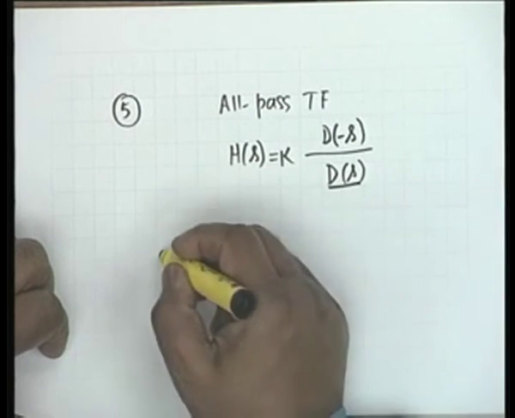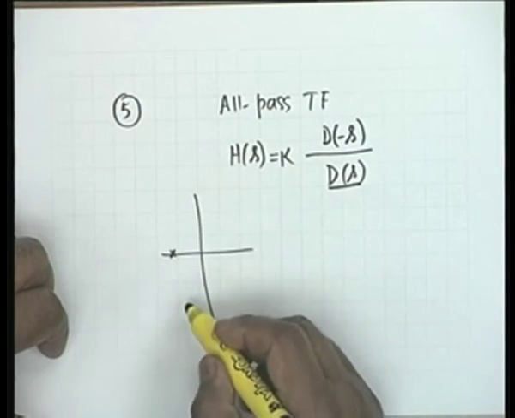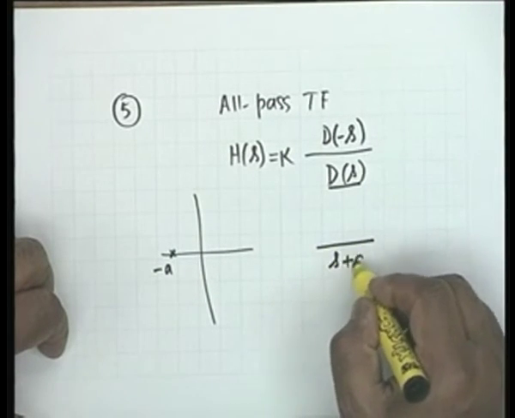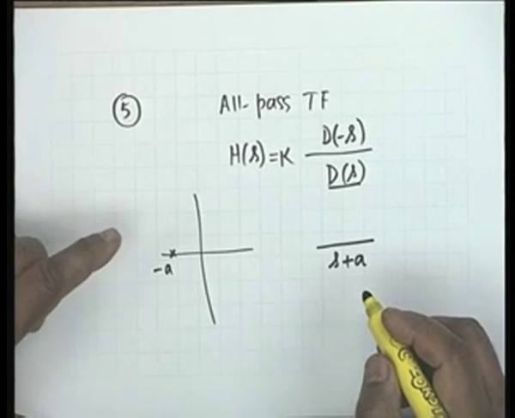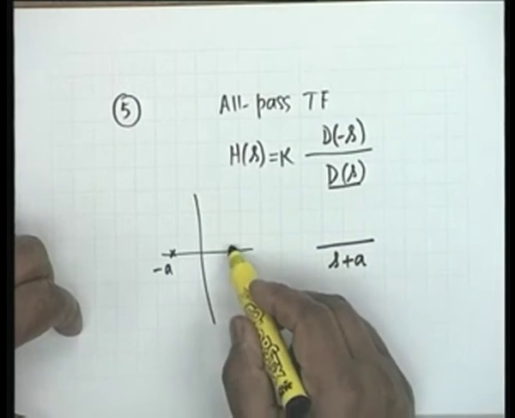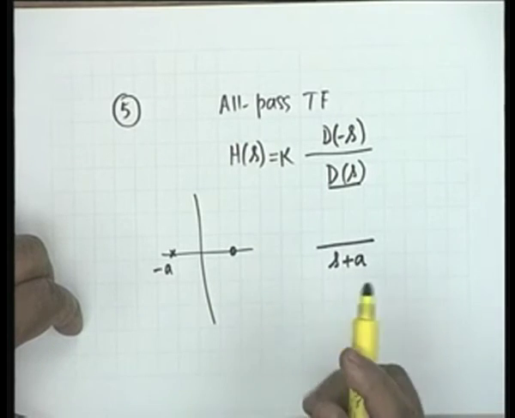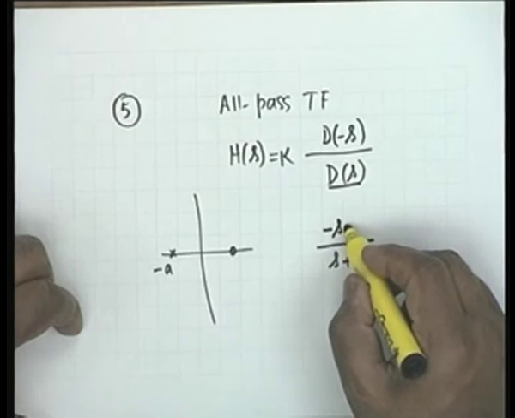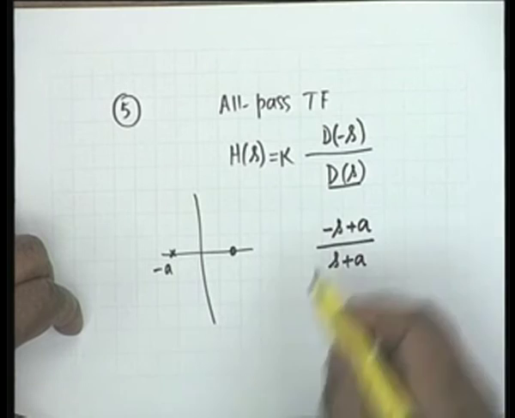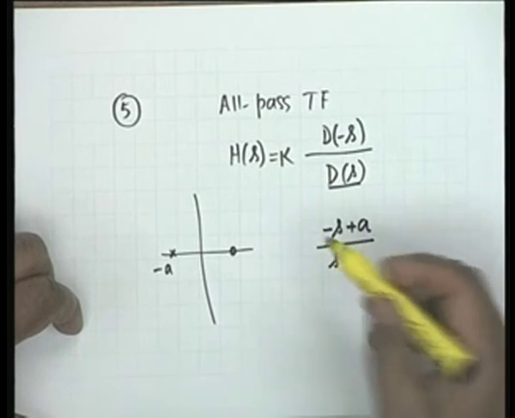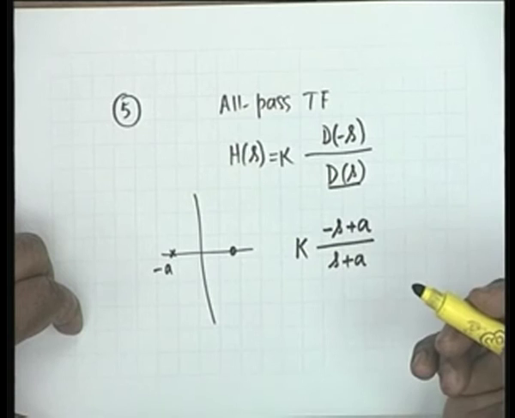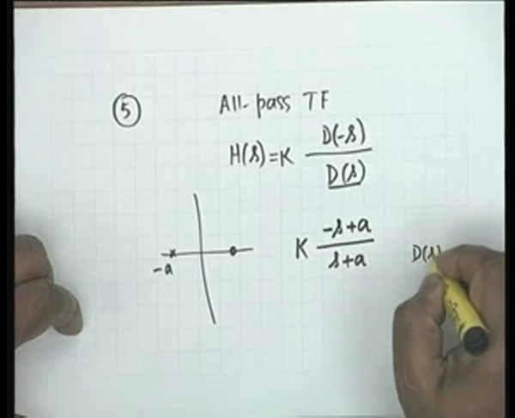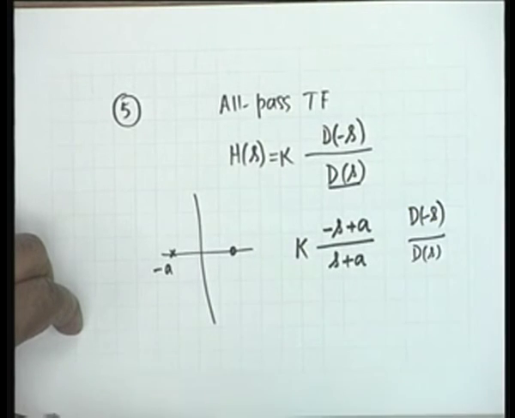Isn't that clear? Let us take the first order. We have a pole here, let us say at minus a. So, my pole factor is s plus a. The numerator, that is the zero, must be here, which contributes a factor of s minus a, or minus s plus a, and then you can adjust your constant such that it fits the given network. Therefore, if the denominator polynomial is D of s, the numerator polynomial must be D of minus s.